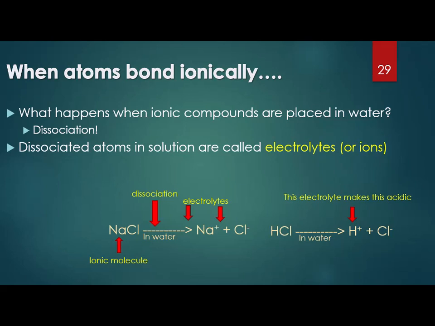HCl is also an ionically bonded molecule. When it splits apart in water, it becomes the hydrogen ion and the chloride ion. So it's ionic just like salt. However, the presence of the hydrogen ion makes the solution acidic. And that is going to be our next topic, pH.